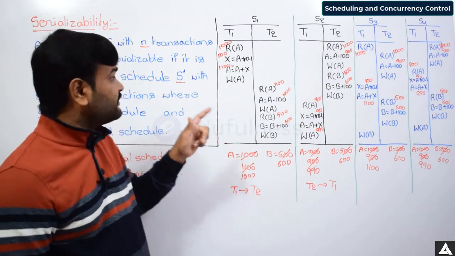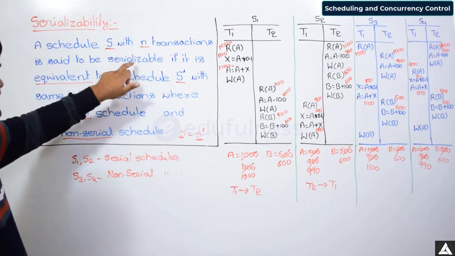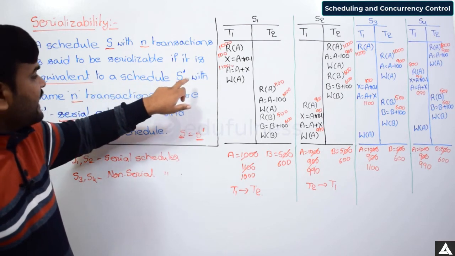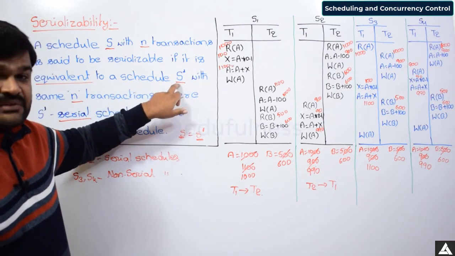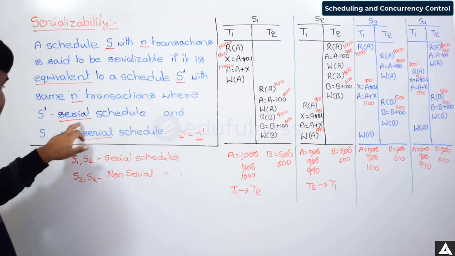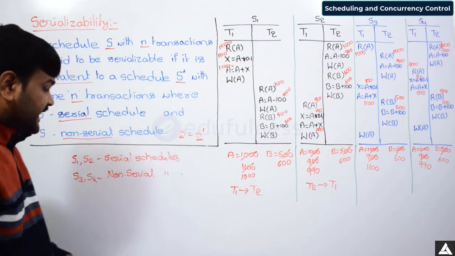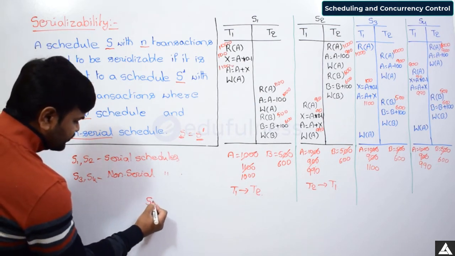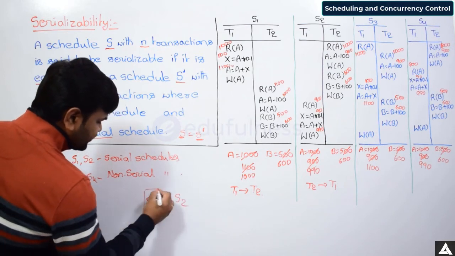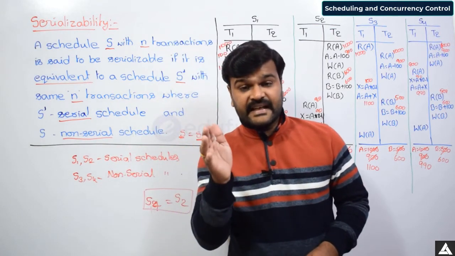A schedule S4 with two transactions is said to be serializable if it is equivalent to schedule S2 with the same two transactions, where S2 is a serial schedule and S4 is a non-serial schedule. So that is why you can say S4 is equal to S2. So you can say S4 is non-serial, but S4 is actually a serializable schedule.